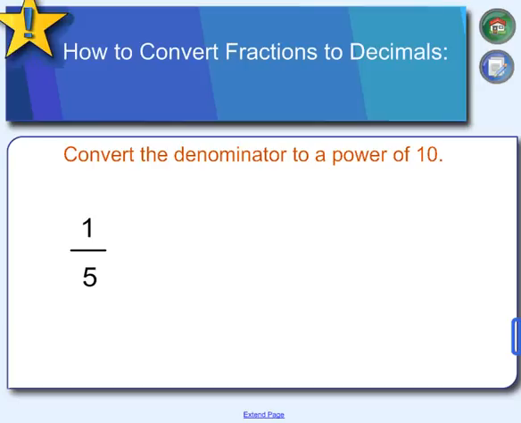Next what we're going to do is convert fractions to decimals. So this time we're going to take our fractions and we're going to convert them to decimals. The first thing you want to look at, and there are 2 ways you need to do this. One way is to convert the denominator to a power of 10.